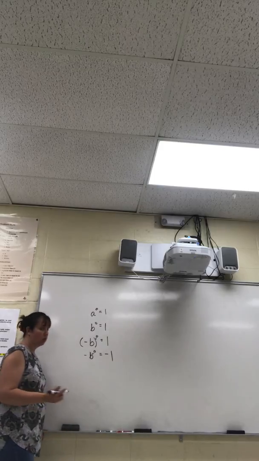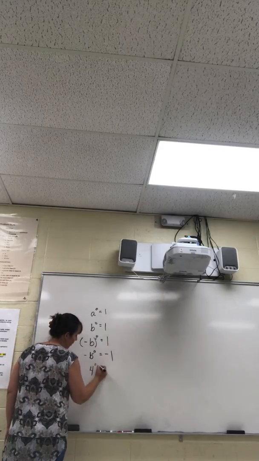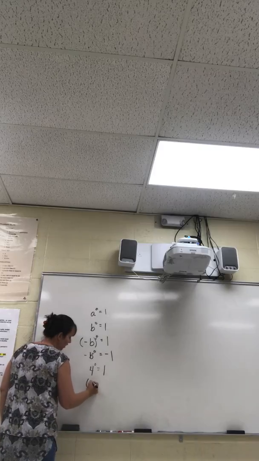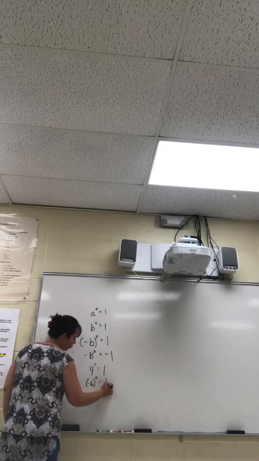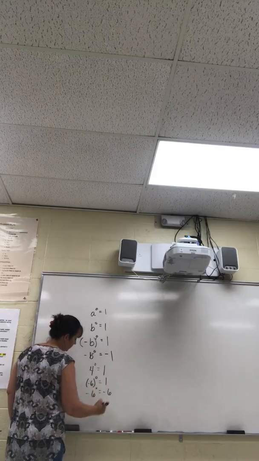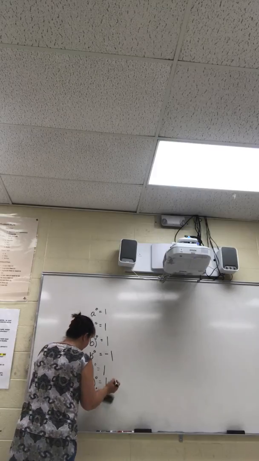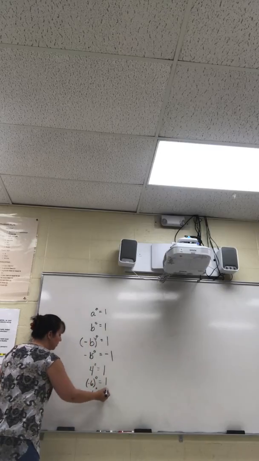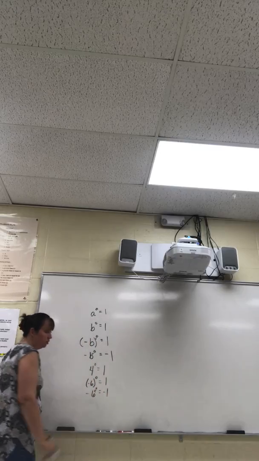Numbers have the same rule. We do 4 to the zero power is 1. We can do (negative 6) to the zero power is 1. But yet negative 6 to the zero power is negative 1, I'm sorry. The 0 is only touching the 6.